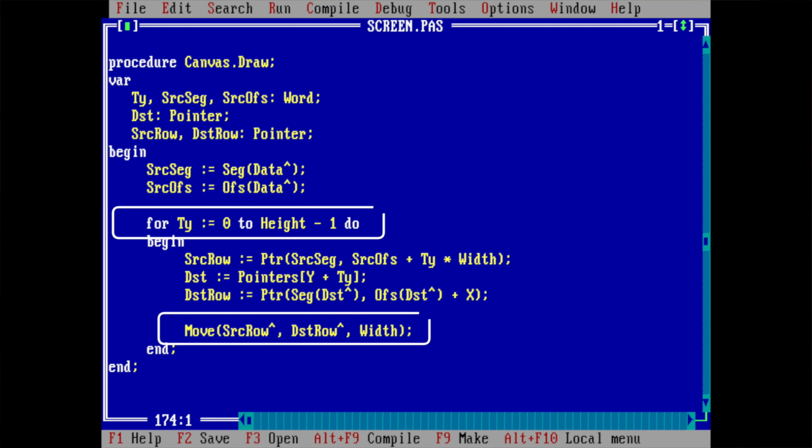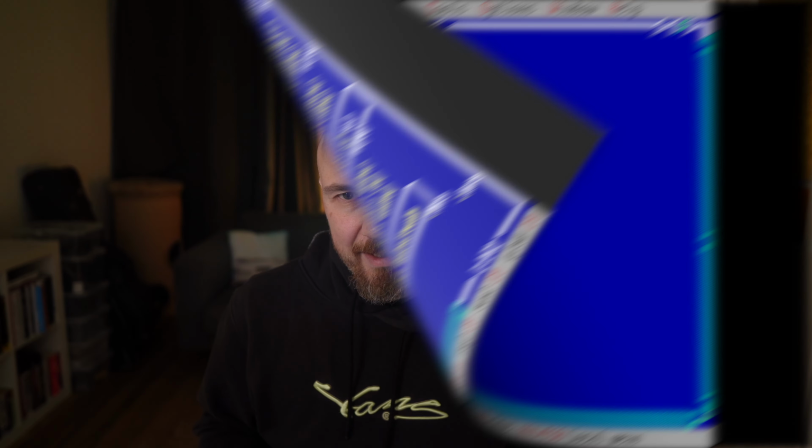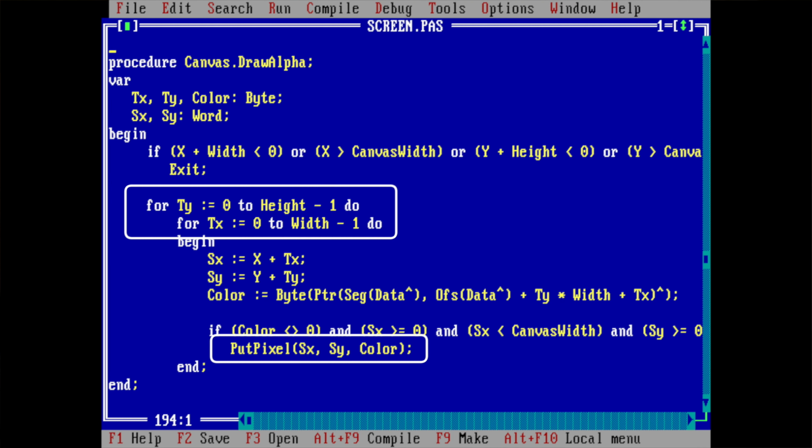So why is draw alpha so slow? Let's compare the two. To draw a 32 by 16 tile, draw performs 16 memcopy operations, 1 per line. Draw alpha, on the other hand, does 512 put pixel calls. So the answer is, I went with the simplest implementation and never optimized it.